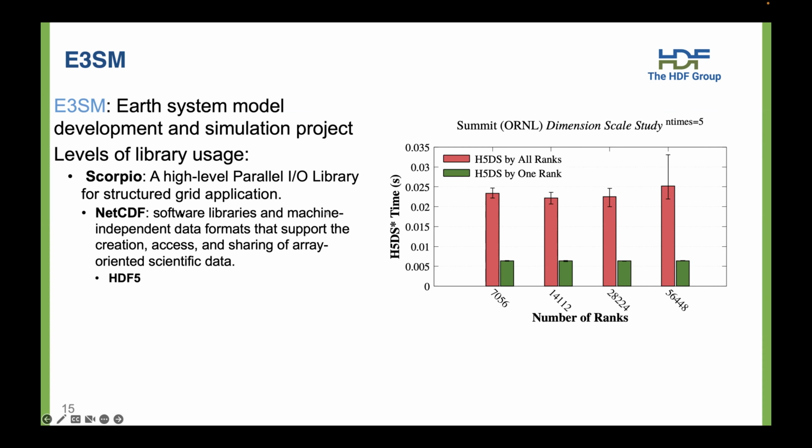One issue that we had with NetCDF is that if you use the high-level libraries such as dimension scales, those aren't parallel. So when you use the high-level libraries, all the ranks are just going to do the same operation. You can see there's not a big difference between having all the ranks call those high-level libraries, in this case the dimension scale H5DS, and having just one of the ranks call it.